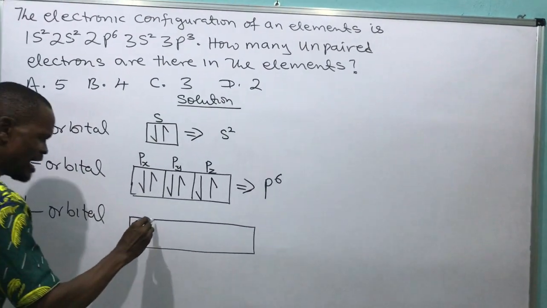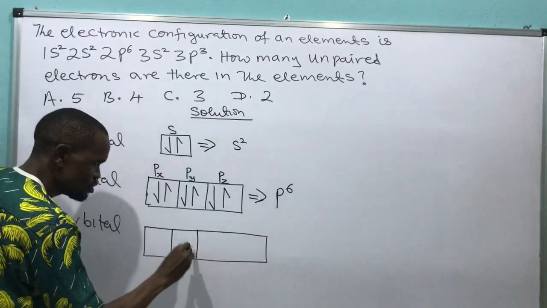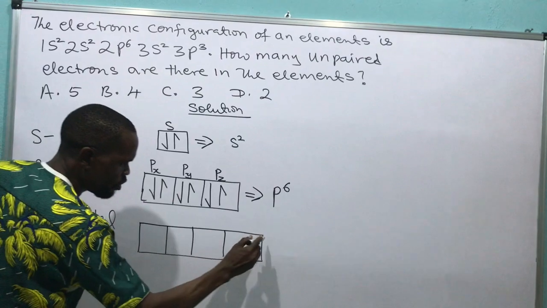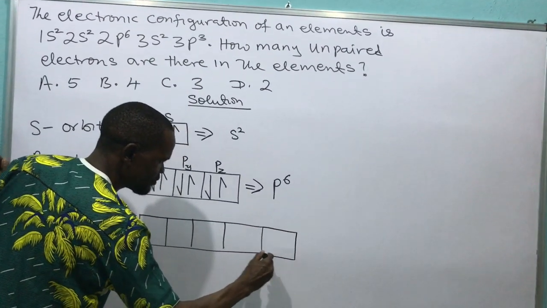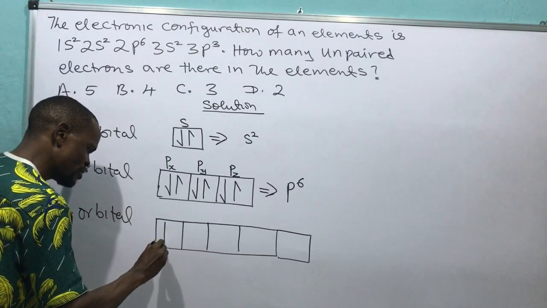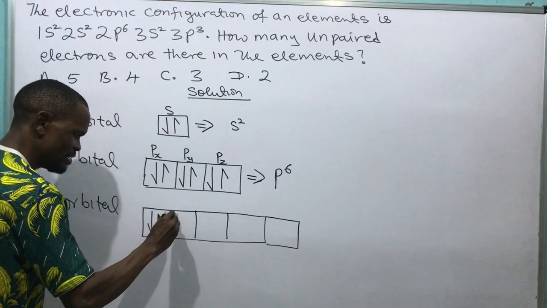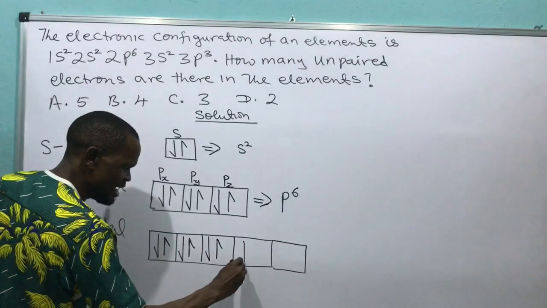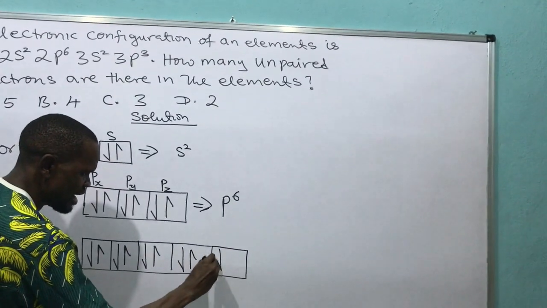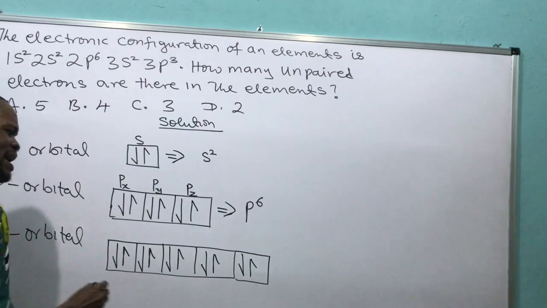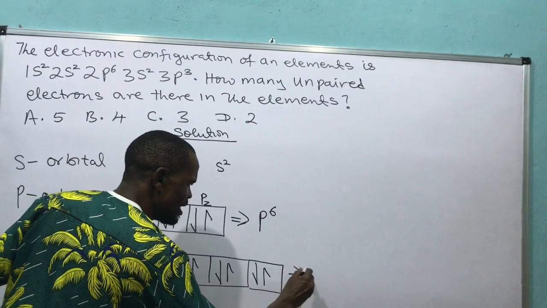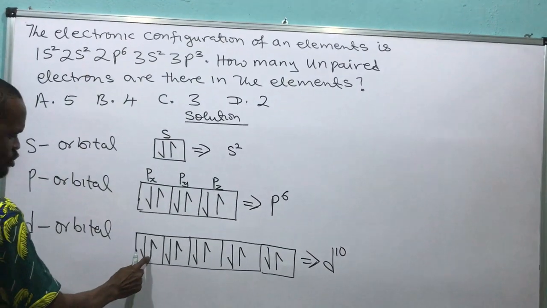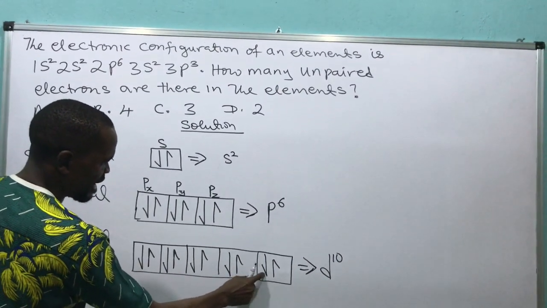That's 7. I have 1, 2, and 5: 1, 2, 3, 4, 5. That's for the D orbital. I will have filling and pair up. This implies that my D orbital takes how many electrons? 10 electrons. Check it: 1, 2, 3, 4, 5, 6, 7, 8, 9, 10.